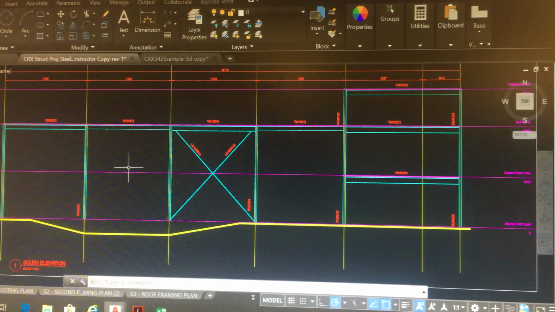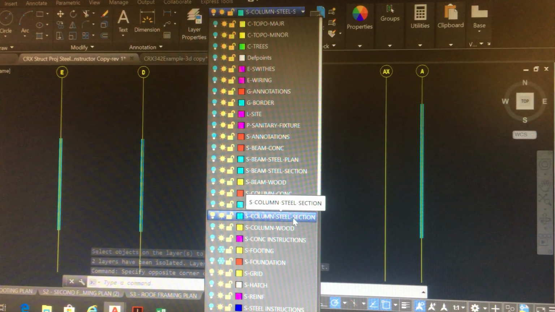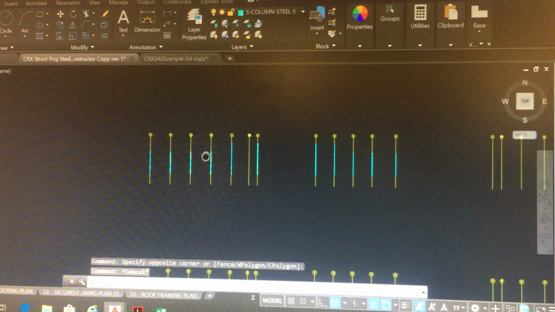Now, how do I do that? Because this should be mirrored as well. Do you agree? So look what I'm going to do. I'm going to isolate the layered column and the layered grid. And if you pay attention, the column right now is in section. Because we are doing an elevation, we are not looking at the plan anymore, we are looking at a section.